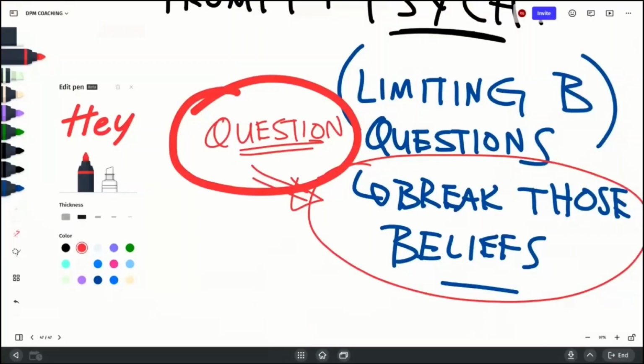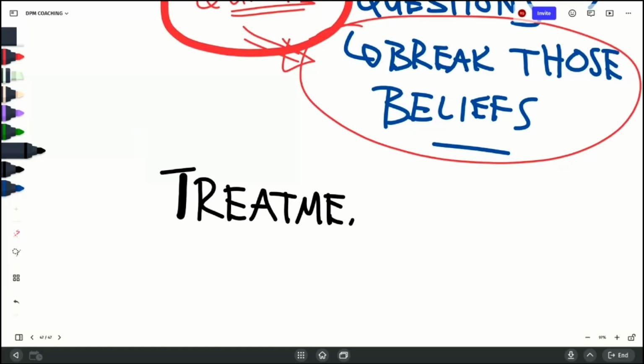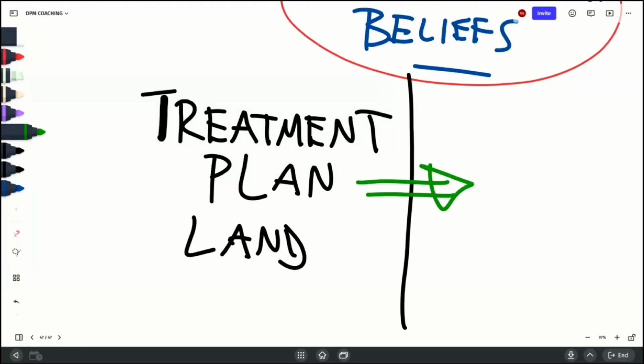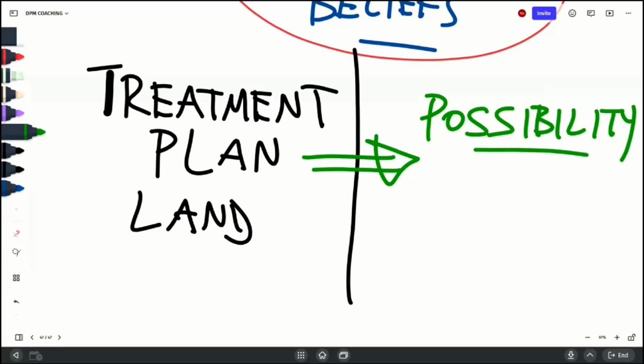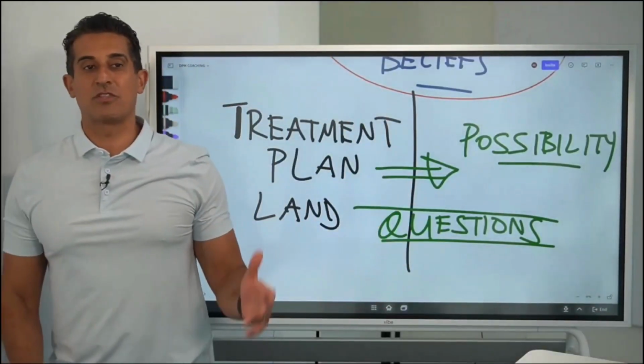In fact, many of your patients are stuck in treatment plan land after you've presented the treatment. And that's why they don't get treatment done, because they're sitting there. If you could just move them to the land of possibility, oh, they will get things done. They will start things. The bridge to possibility starts with the right questions. The bridge to possibility starts with the right questions.